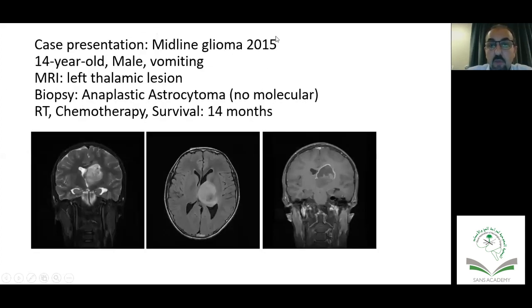Another example, 2015, again, we didn't know about this midline glioma. We have this lesion, a deep thalamic tumor, in a 14-year-old boy. Biopsy, again, anaplastic astrocytoma. We didn't have the molecular. Again, radiotherapy, chemotherapy, survival 14 months. So again, I would include this in the midline glioma group.